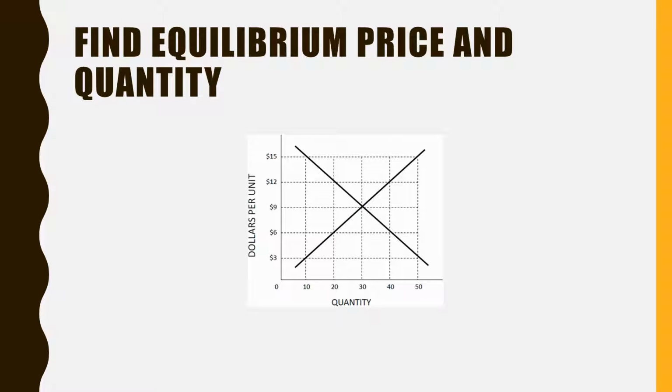We're also going to look at equilibrium price and quantity. If you think of equilibrium, that's just where, in general, everybody is happy. And that happens right here at the center of our supply and demand curve, at the center of the X. So for this graph, it would showcase a price of $9 and a quantity of 30 items.